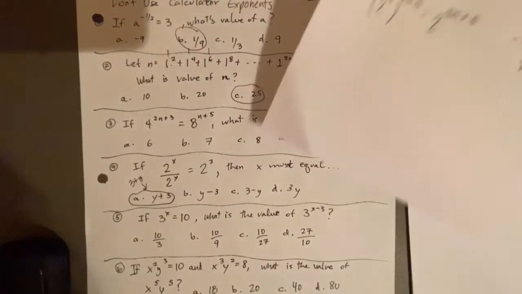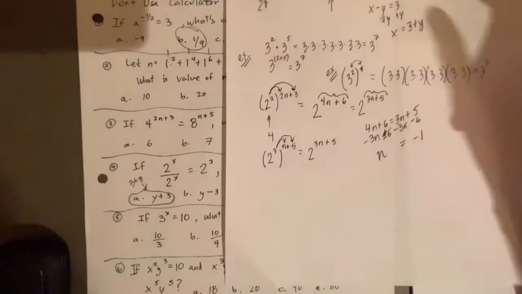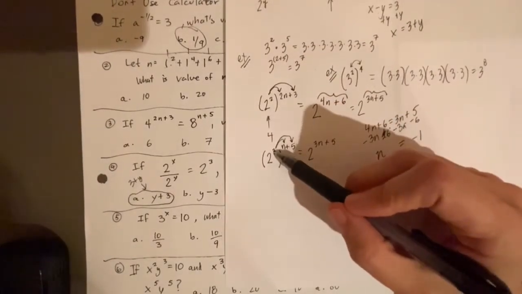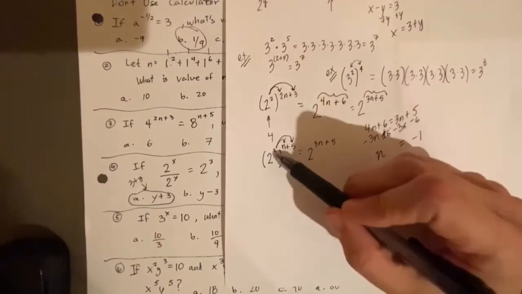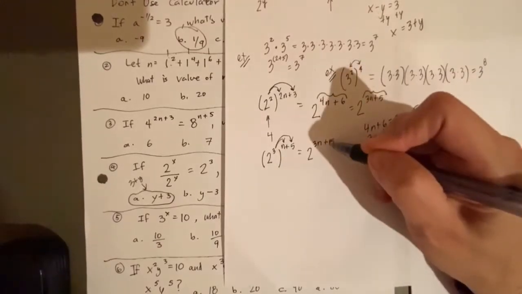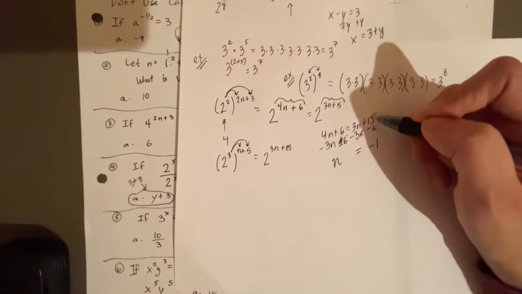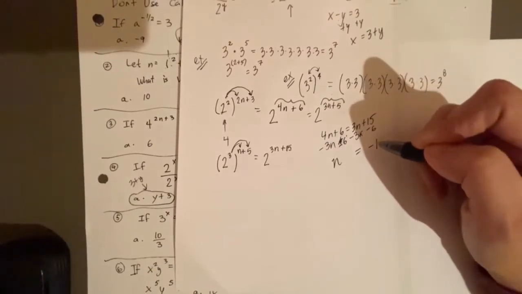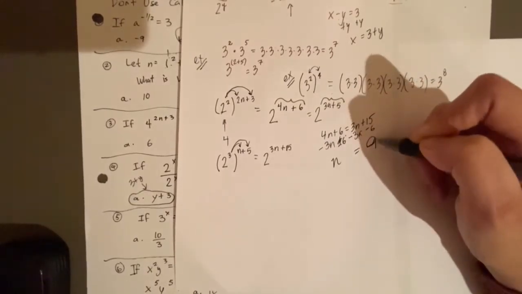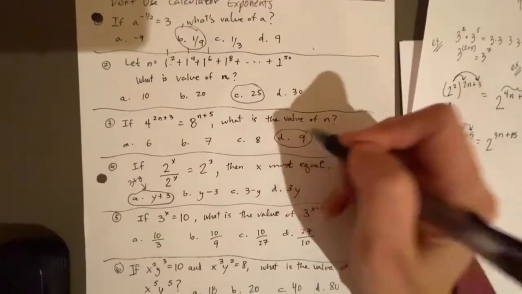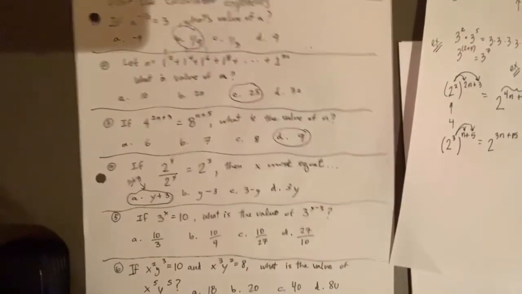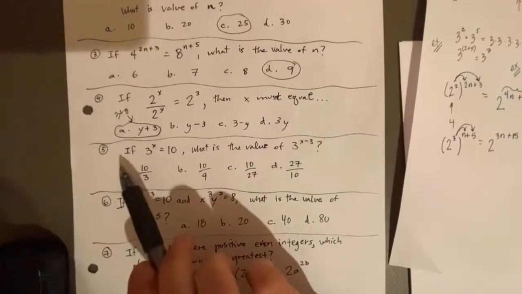Ooh, something went wrong here. Ooh, I made a mistake. 3 times n is 3n. 3 times 5 is 15. Okay, so let's fix that. Okay, that would be 15 minus 6 is +9. Beautiful. And that's our answer. Good job, guys.